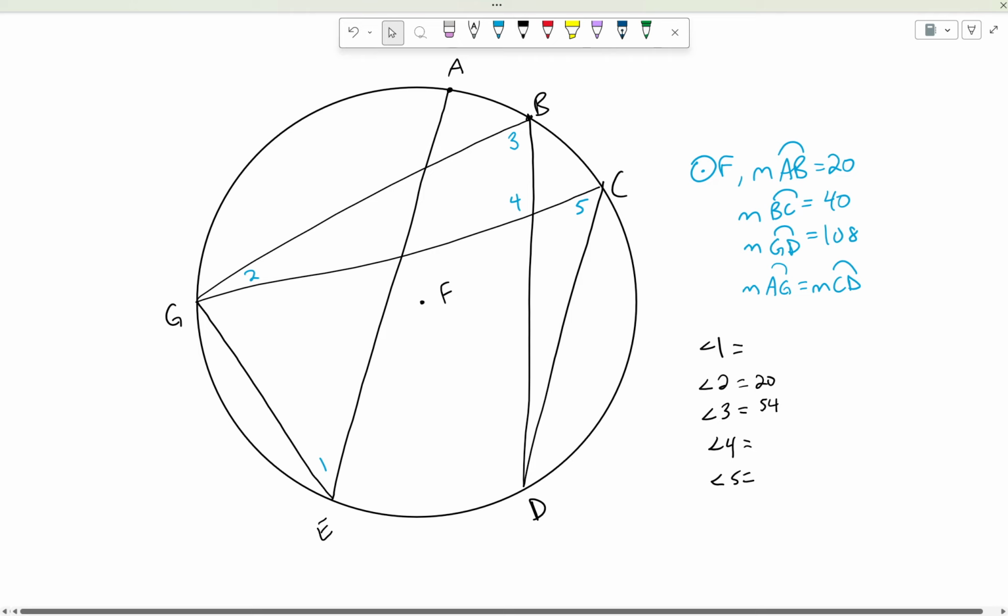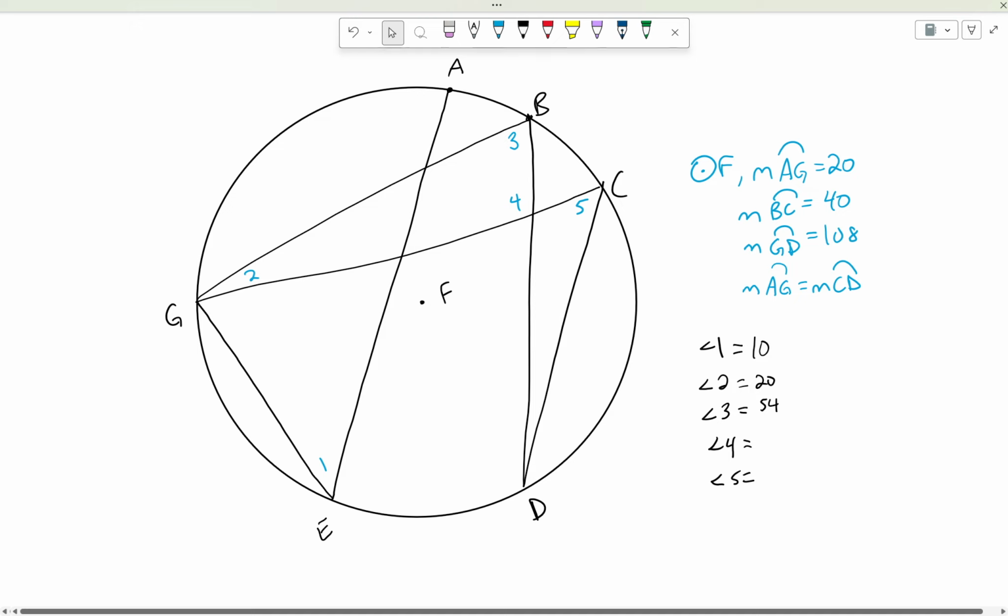Now we're still trying to find a solution for angle 1. We know that AG and CD are the same. You know what? I wrote down something wrong here, at the very beginning, on the givens. This should be AG. AG should be 20. My apologies, so let's rewrite that. This is going to be 20, and angle 1 is 10.